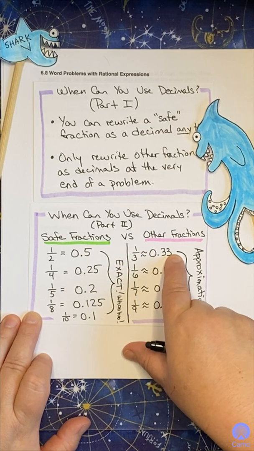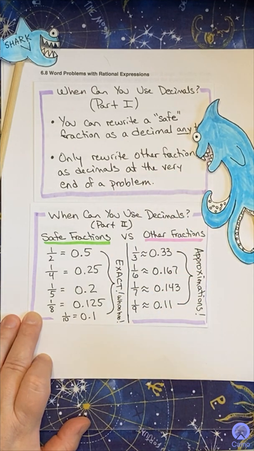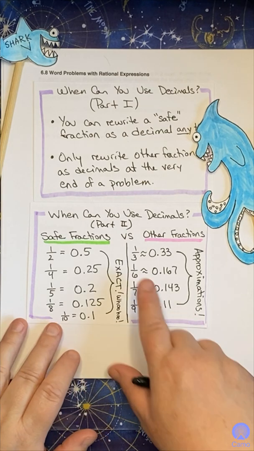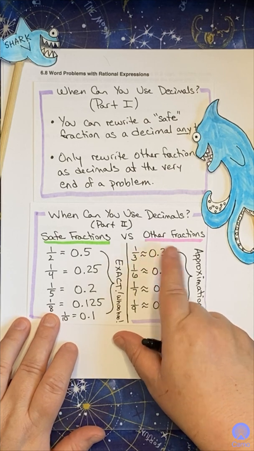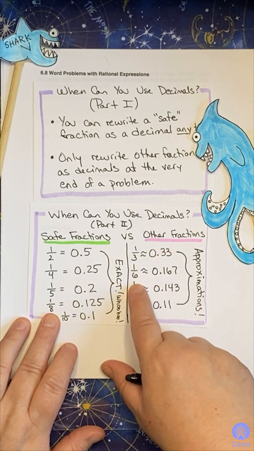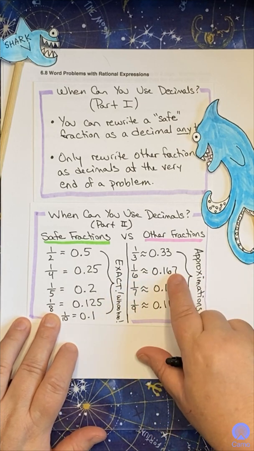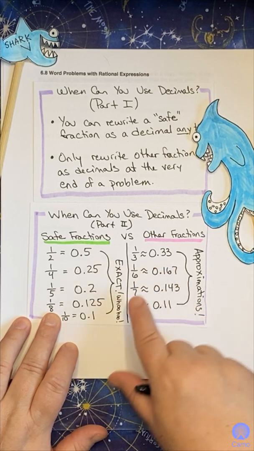Now, at the very end of the problem, when you're finished, sometimes you'll go ahead and convert it, just because a lot of times decimals are easier to understand than fractions. So 1/3 is approximately 0.333333, etc. This is an approximation. Do not convert this in the middle of a problem. 1/6 is 0.166666666 forever. The 7 is just a rounding, so you're going to have a little error there.